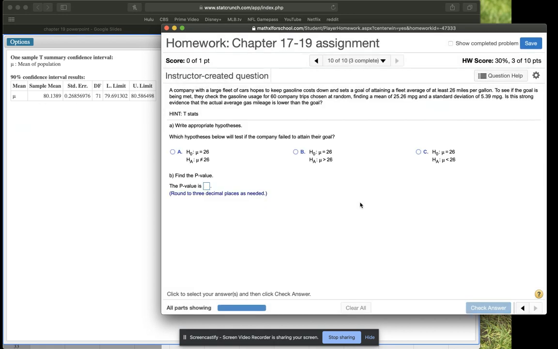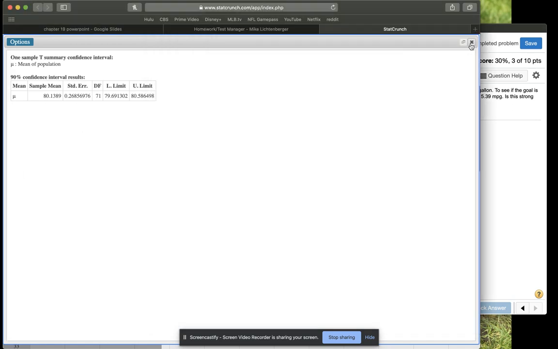Number 10. A company with a large fleet of cars hopes to keep gasoline costs down and sets a goal of attaining a fleet average of at least 26 miles per gallon. To see if the goal is being met, they check the gasoline usage for 60 company trips chosen at random, finding a mean of 25.26 mpg and a standard deviation of 5.39 mpg. Is this strong evidence that the actual average gas mileage is lower than the goal?